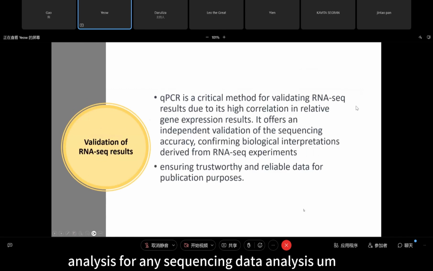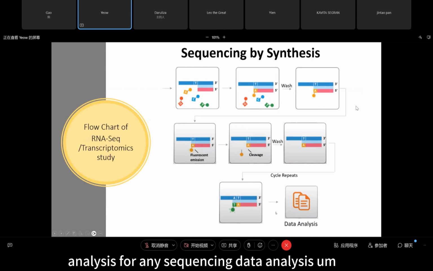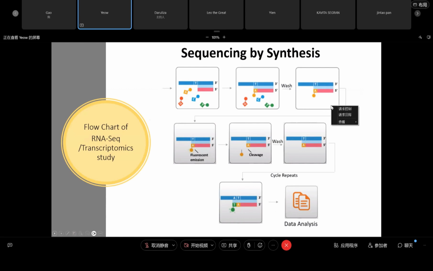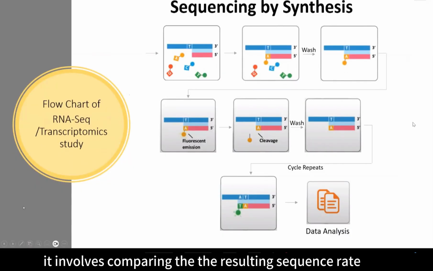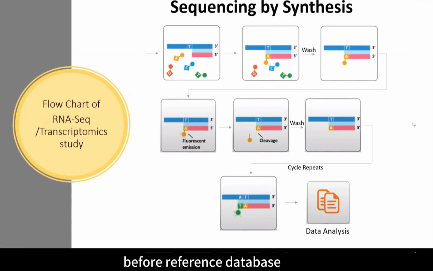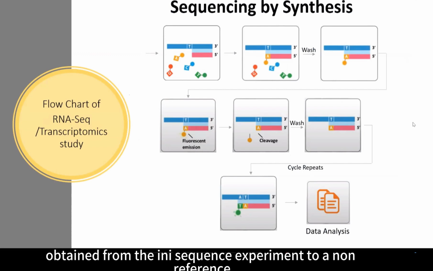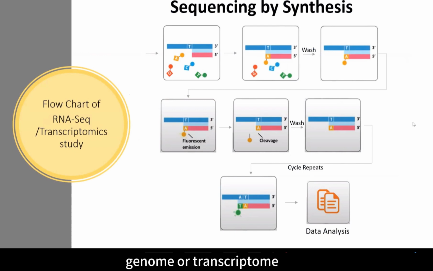RNA sequencing data analysis involves comparing the resulting sequence reads with a reference database. This process aims to align and map the sequence reads obtained from the RNA sequencing experiment to a known reference genome or transcriptome.